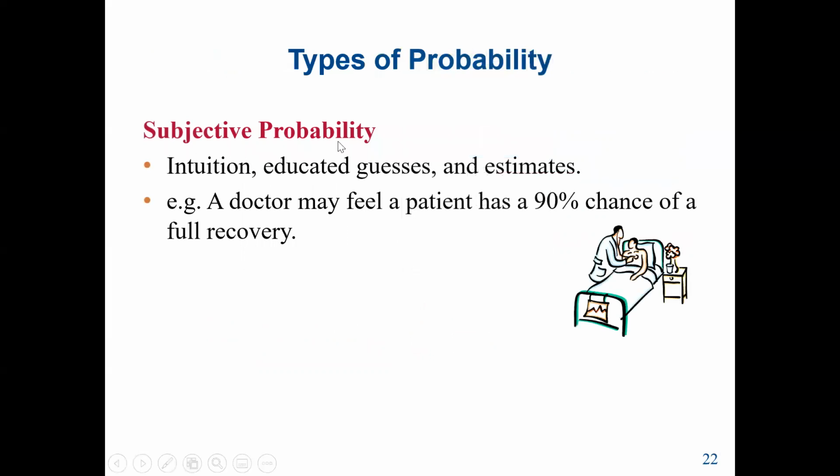Next, we go to the subjective probability. Actually, this is why it's called subjective, not objective. Subjective probability means it's based on some belief, some condition, some phenomena. So here, for example, they say based on intuition, or an educated guess, or approximation, we can estimate. So for example, a doctor may feel a patient has a 90% chance of full recovery. This is not based on previous events, but based on the doctor's intuition, an educated guess.